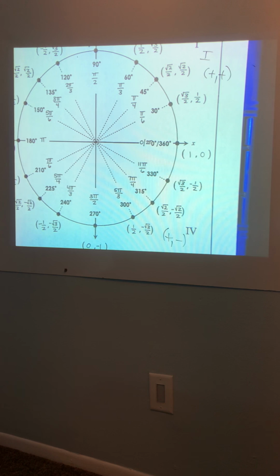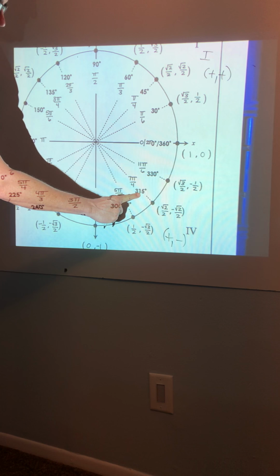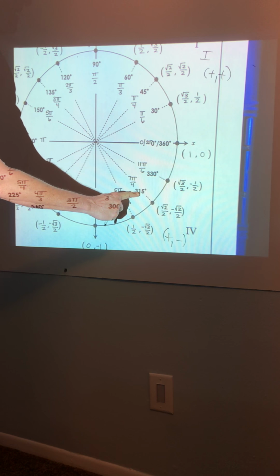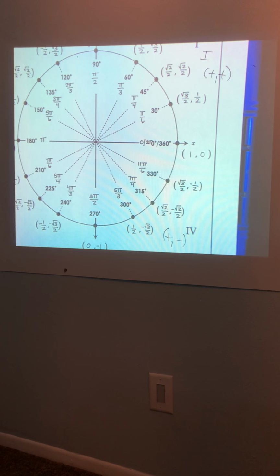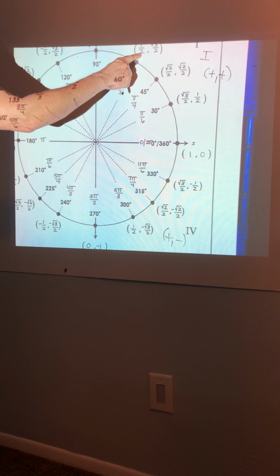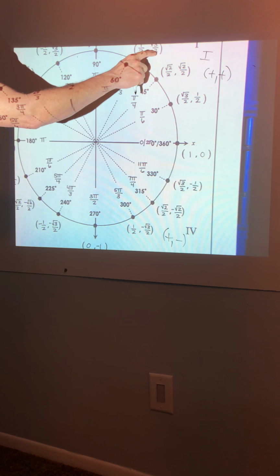You don't believe me? Okay, fine. See 315 degrees? It would refer back to 45. Take those same two answers, write them down, only change the sign of the y value. And then one more, 300 degrees will refer back to 60. This is 1/2, square root of 3 over 2, only change the second sign, so 1/2 comma negative square root of 3 over 2. You already know that 90 was 0 comma 1, so when you flip it over here, 0 negative 1.